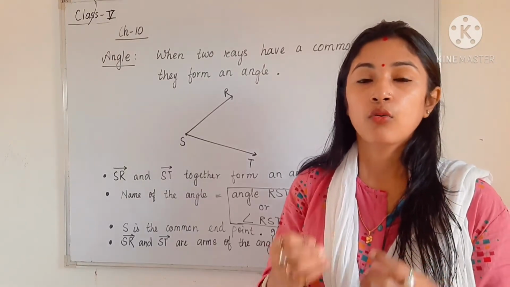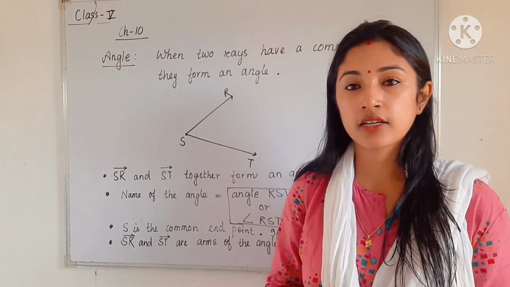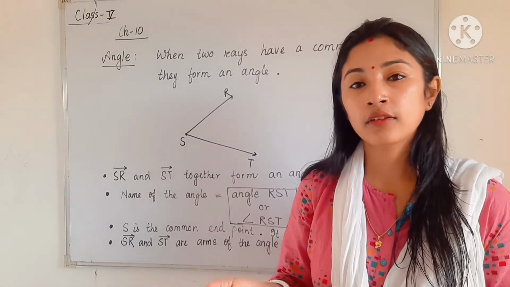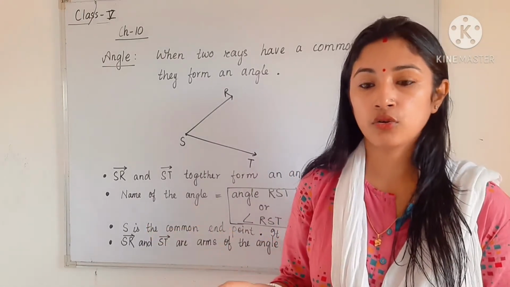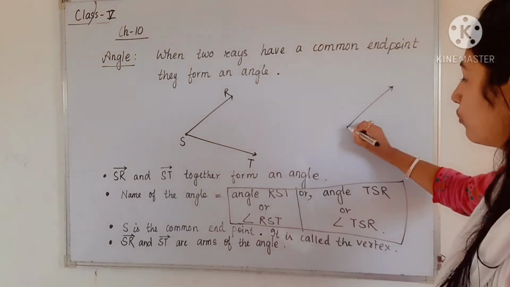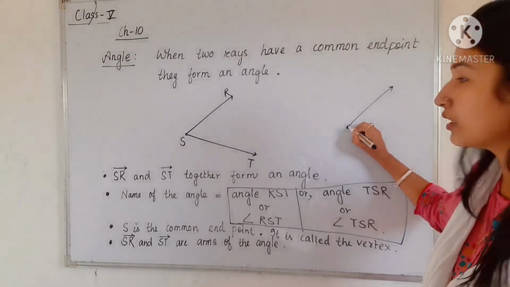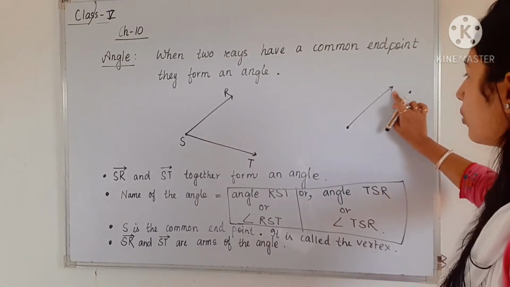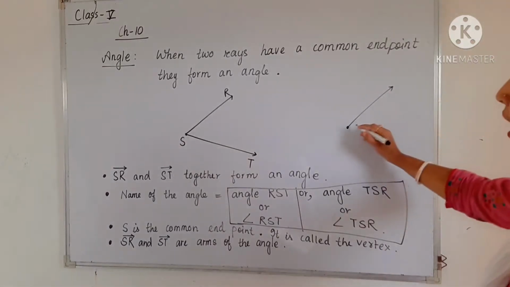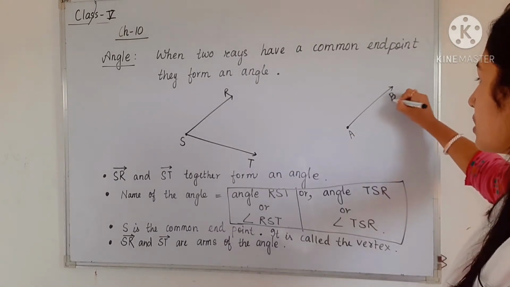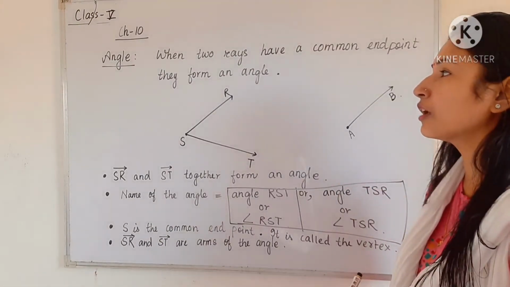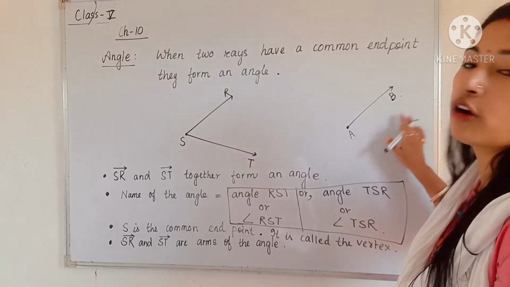You know what a ray is? Already I discussed in the last lecture that a ray has one end point and the other end will go endlessly in that direction. So this is called a ray. One point will be the end point, this is closed, and the other end will go endlessly in the other direction. We can name a ray using capital letters like A, B or P, Q or anything. You can take any capital letter.